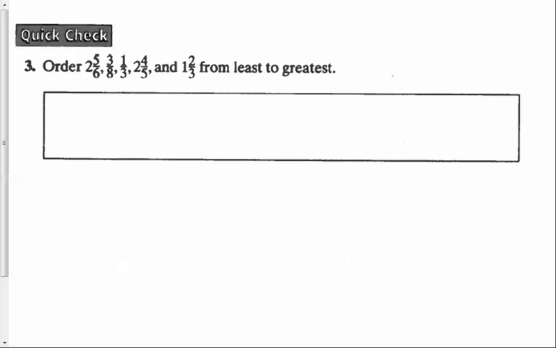Alright, now we're to another quick check, and you're to order 2 and 5/6, 3/8, 1/3, 2 and 4/5, and 1 and 2/3 from least to greatest. So go ahead, pause, and work through that, and I'll check in with you in a little bit.